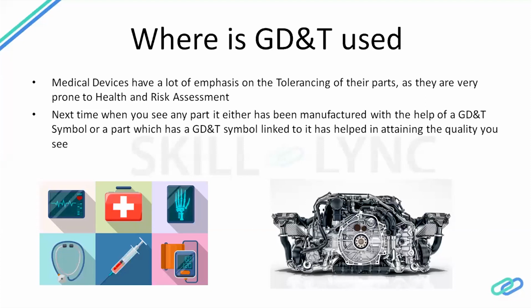So next time when you see a part, or when you see a drawing, if you get a chance to look at it, you must be seeing a lot of symbols revolving around each and every hole or each and every face of it. So how significant it is to attaining the quality of the product, and that is very important. And if you are in this field of industry, you will know how significant it is, and you might want to learn how it is getting evolved.